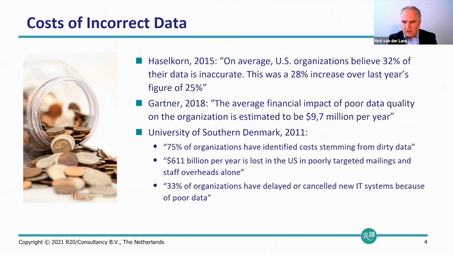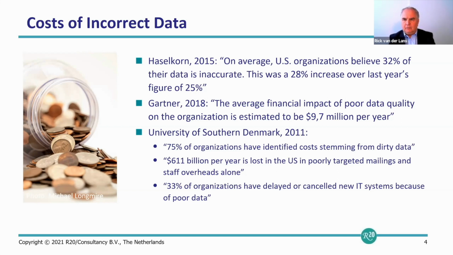And you must have seen studies. Oh, to be honest, over so many years, we have seen studies that try to indicate what the costs are of incorrect data to an organization. Here are just some of the studies that have been published in the last, I would say, 20 years. Hazelcorn in 2015 said that on average, US organizations believe 32% of their data is inaccurate. You go like, that's 1/3, right? That's a lot, right? And this was a 28% increase over last year's figure of 25%. You go like, that's not a good development.